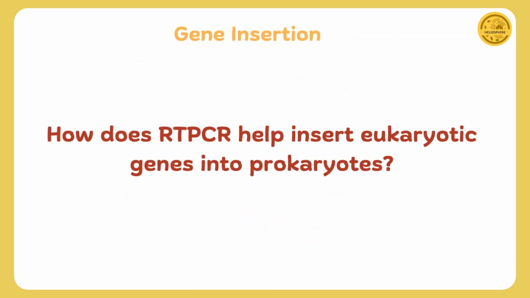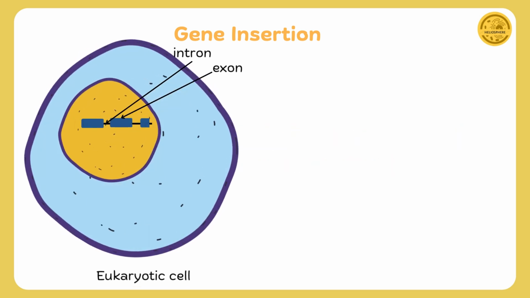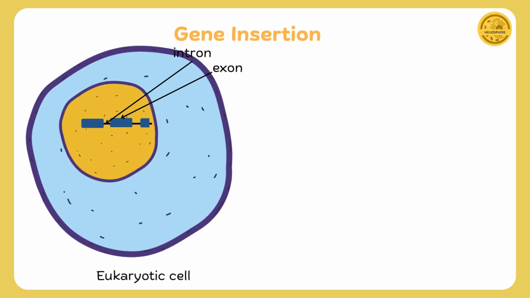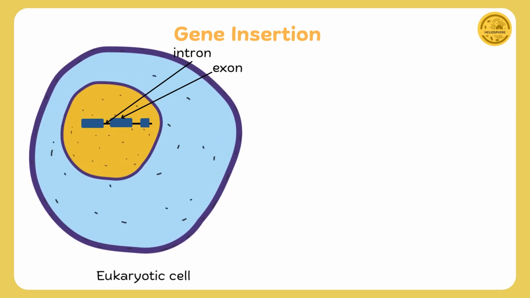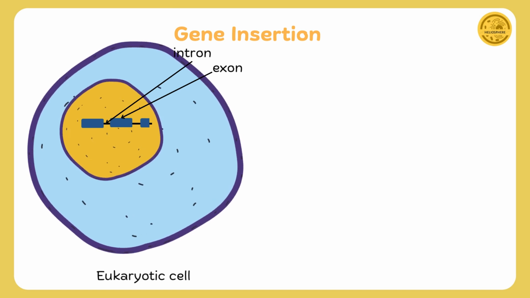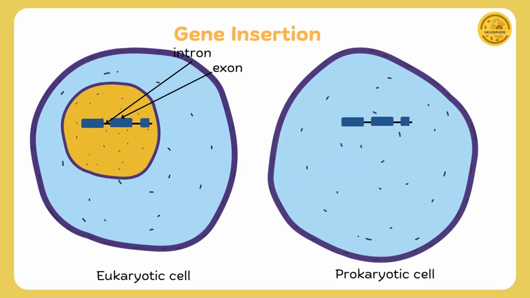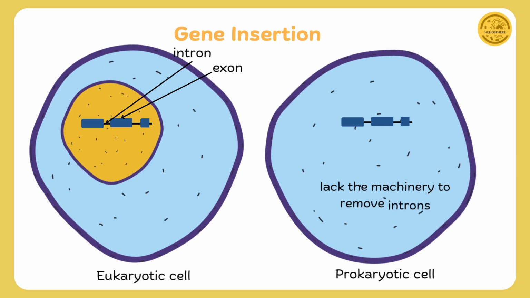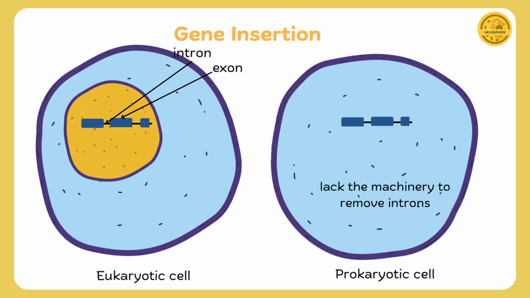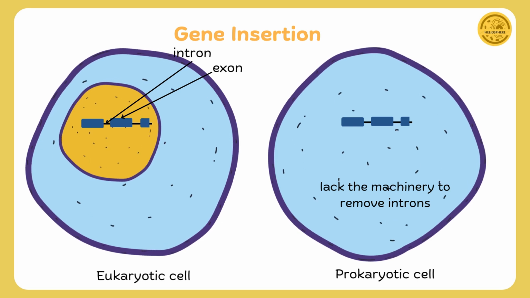How does RT-PCR help insert eukaryotic genes into prokaryotes? Eukaryotic genes contain introns, segments that must be removed before producing a functional protein. But here's the problem. Prokaryotes like E. coli lack the splicing machinery needed to remove introns. This is where RT-PCR comes in.